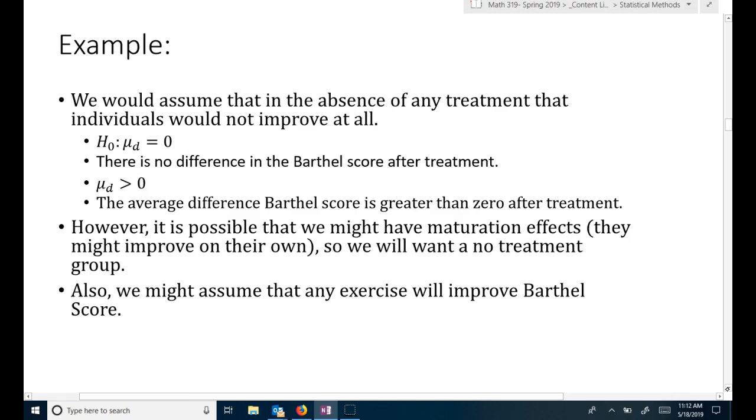Okay. However, it's possible that we might have maturation effects, so we'll want a no treatment group. We want to see what would happen under the no treatment, right? So sometimes we want to deal with confounding variables. Okay. Also, we might assume that just any exercise will improve Bartle score, and consequently, that's why we're going to add the walking group, right? What if it's just exercise at all and it's not actually assisted yoga that makes a difference?